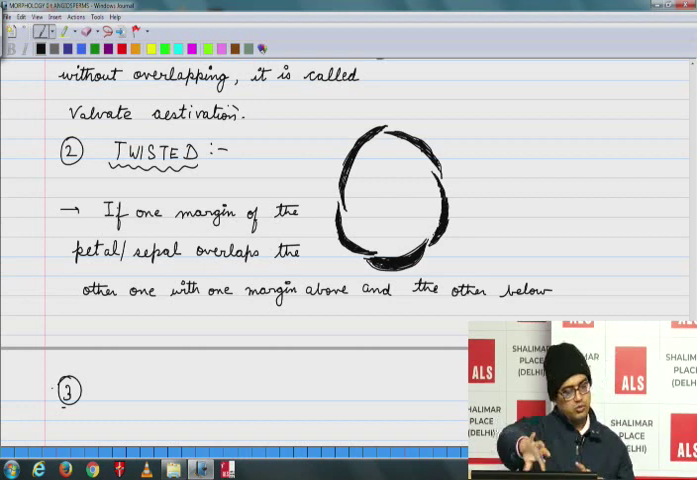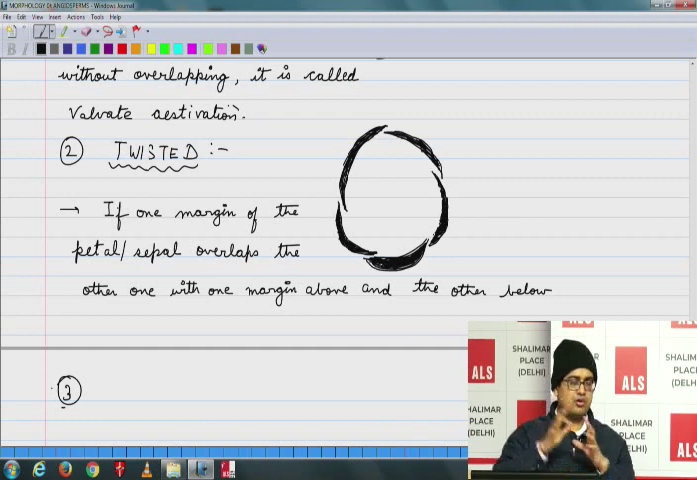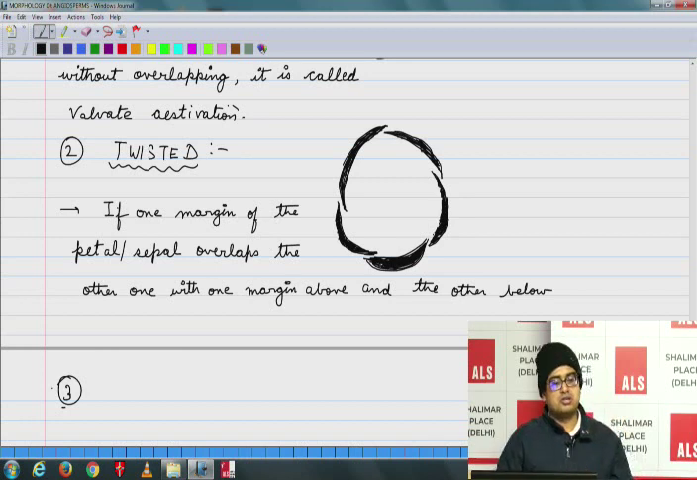In twisted estivation, look at this diagram. I have drawn it like this. If somebody wishes, they can do it in the reverse fashion. I am drawing it in a clockwise rotation. If somebody wishes, they can also express some flowers in which there is an anti-clockwise arrangement of petal or sepal margins. So in twisted estivation, it can be either clockwise or anti-clockwise.